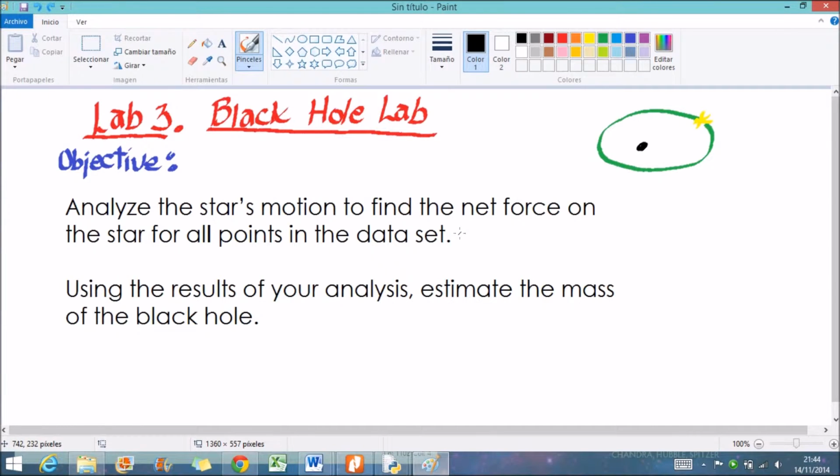Hi, this is my Lab number 3, Black Hole Lab. The objective of this lab is to analyze the star's motion to find the net force on the star for all points in the dataset. Using the results of your analysis, estimate the mass of the black hole.